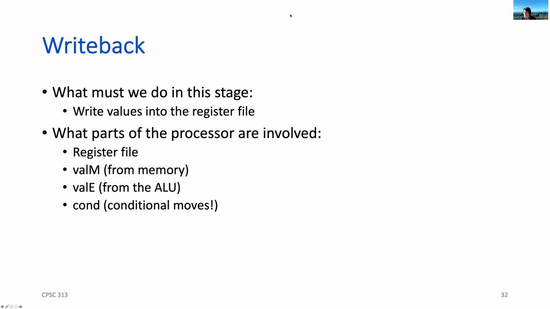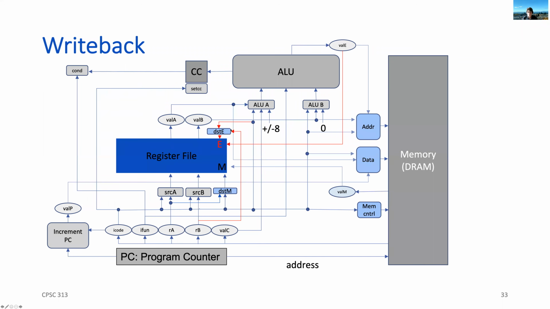And then don't forget those pesky little conditional moves. We're going to need our conditional logic to decide when we should move conditional move results into the register file. So let's look at some wiring. Just like we had the M port before, we're going to introduce an E port. And the value that we'll write into the E port is going to come from val-e.